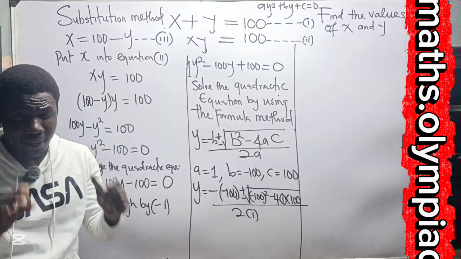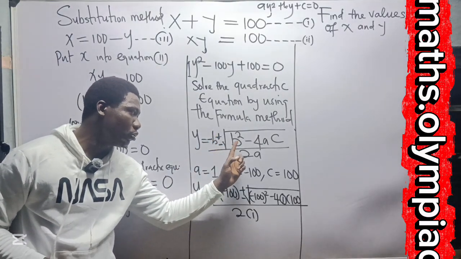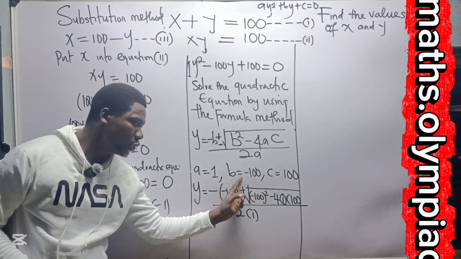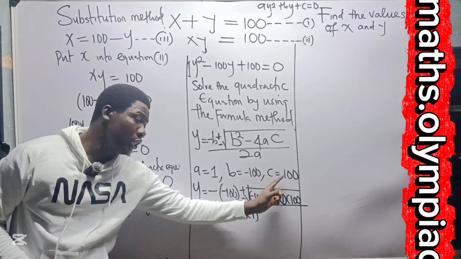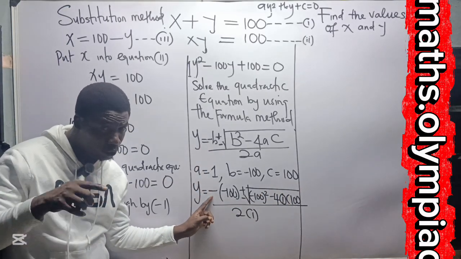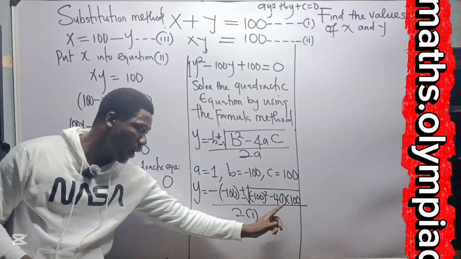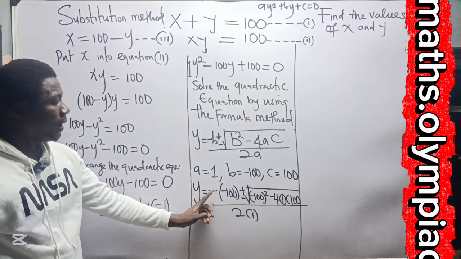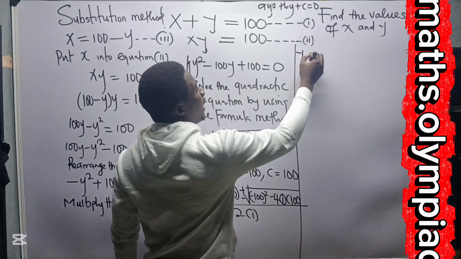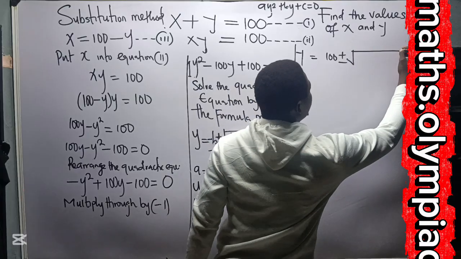I repeat myself again. Y is minus b plus or minus the square root of b squared minus 4ac over 2a. A is 1. B is minus 100. C is 100. So if you have minus here, your b is minus 100, so you have minus 100 plus or minus the square root of your values. Minus minus here will give us what? Plus. So you have y equals to 100 plus or minus the square root.